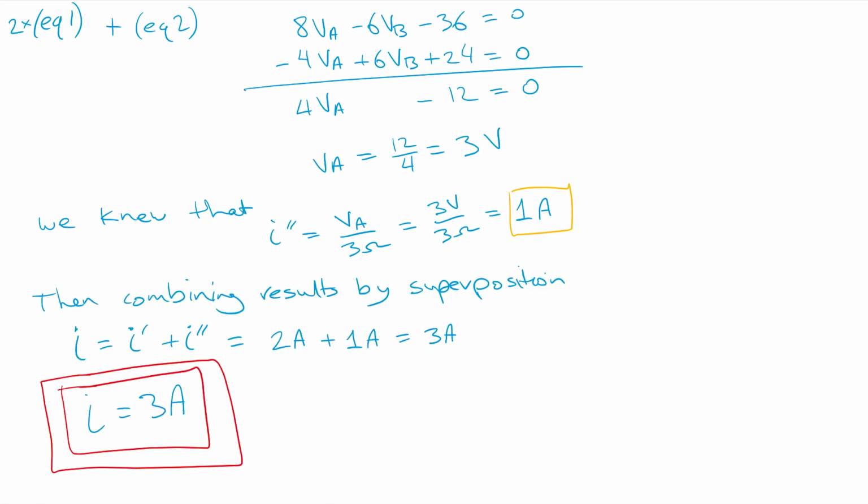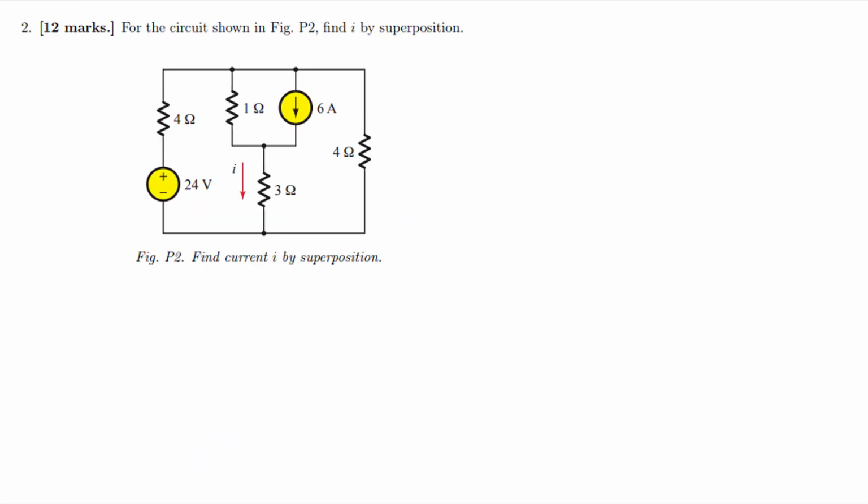So then what we do is combine the results by superposition, and we can add I prime plus I double prime to give the current I. So we just add up the results, 2 amps and 1 amp, to give us 3 amps. So I is equal to 3 amps. So what does that mean? So that means, going back to our original circuit, we have 3 amps flowing through here. So that's what I is. And we found that by superposition.